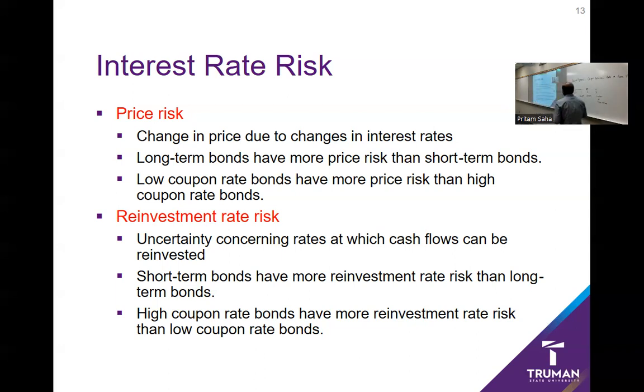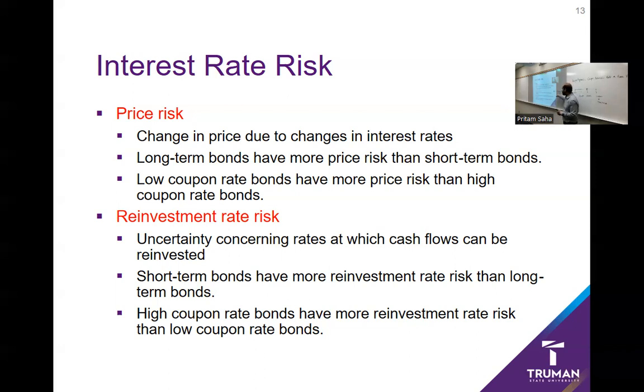Low coupon rate bonds have more price risk than high coupon rate bonds. Why? If you look here carefully, value is a function of present value of coupon, present value of lump sum, right? And if you look carefully, value of any bond has more weight coming from present value of face value, right? Because it has the lump sum money. So when the coupon rate is really, really low, this weight goes up.